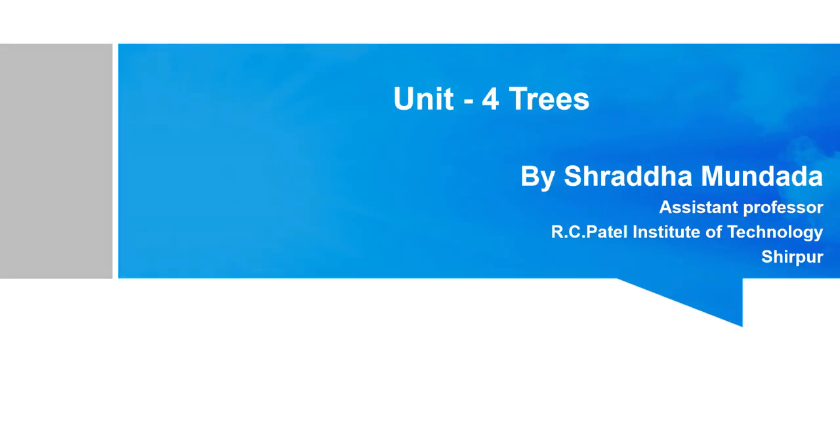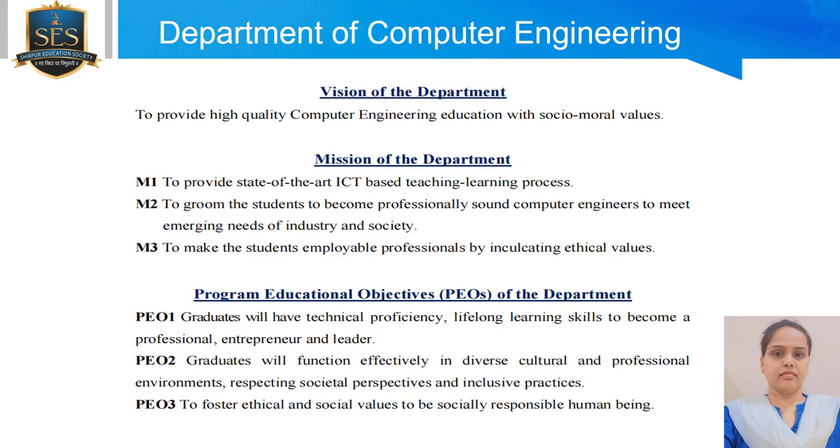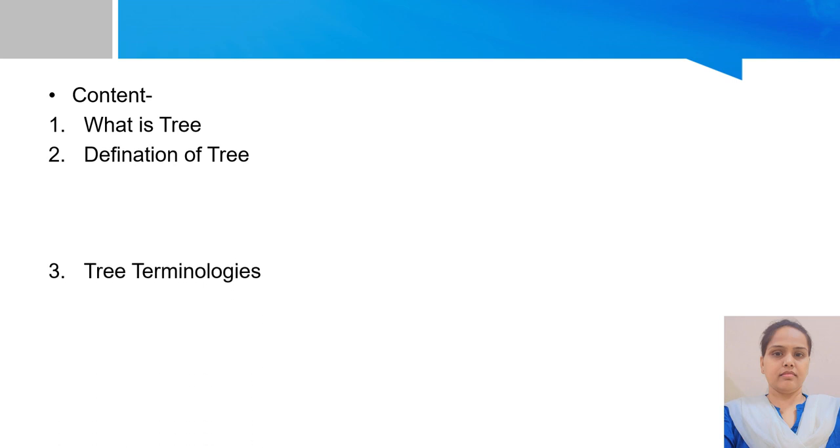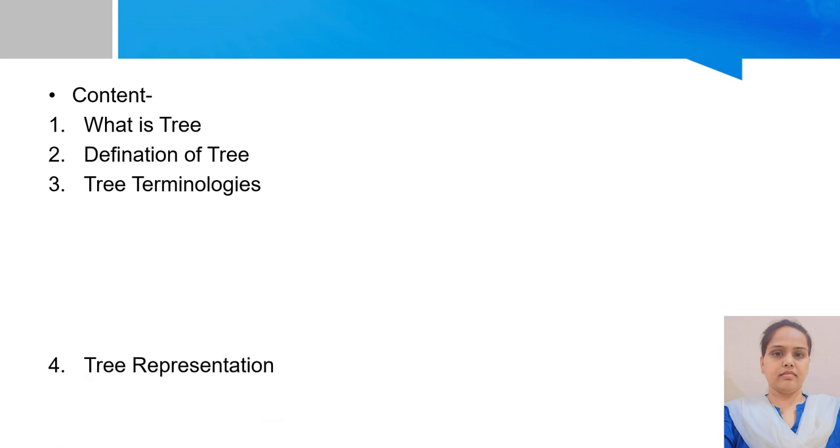Today, we are starting Unit 4 of Data Structure, that is tree. Trees are one of the most important nonlinear data structures used in file systems, databases, artificial intelligence, and compilers. In this lecture, we will cover what is a tree, definition of tree, tree terminologies, and tree representation.